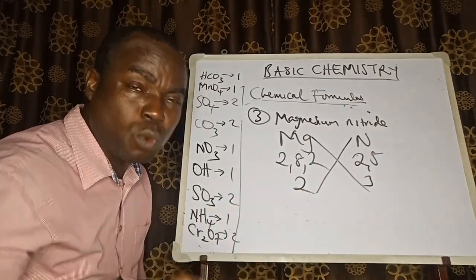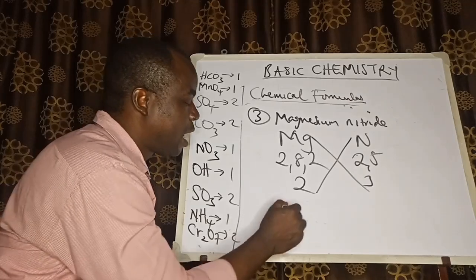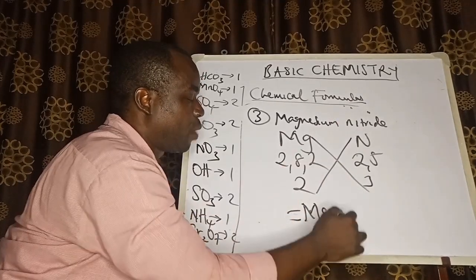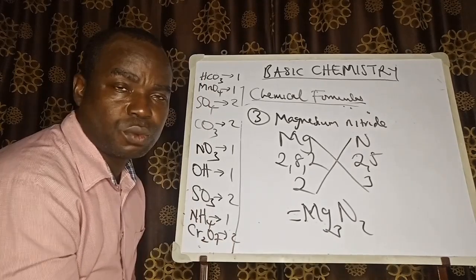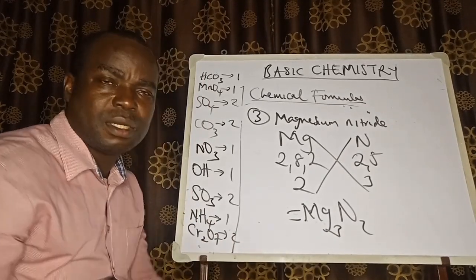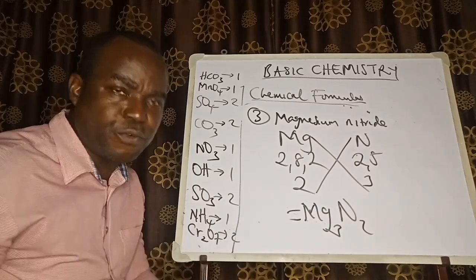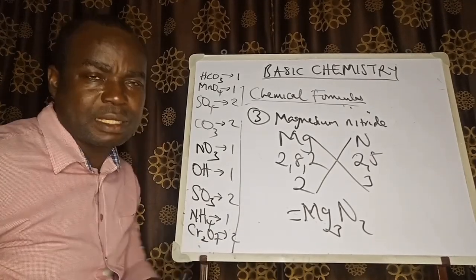Be following the examples one by one. Now we have Mg3, and now we have N2. You get it? That's how to write the chemical formulas so far. Now we still have further examples.